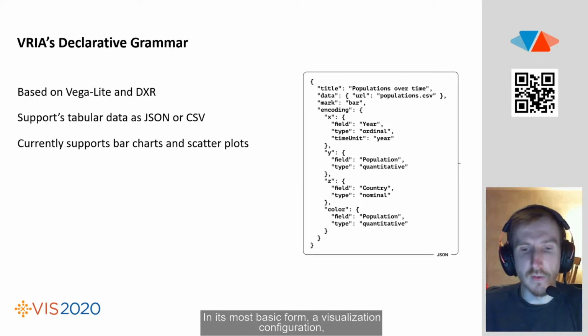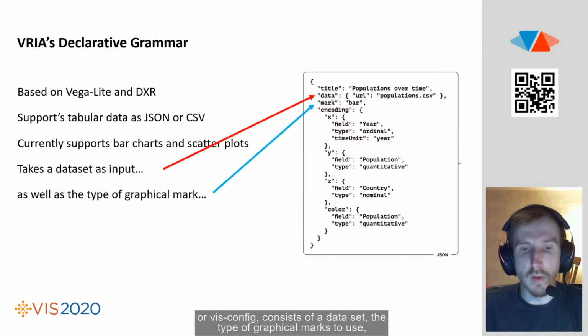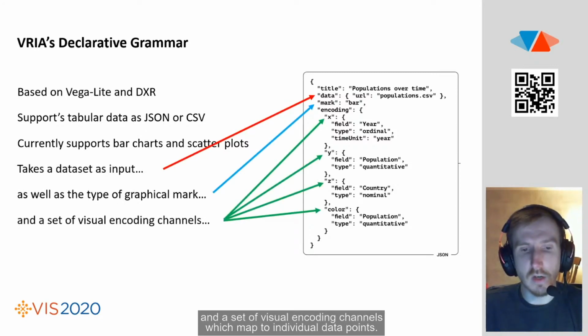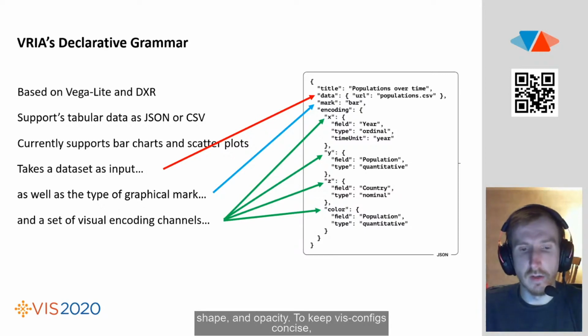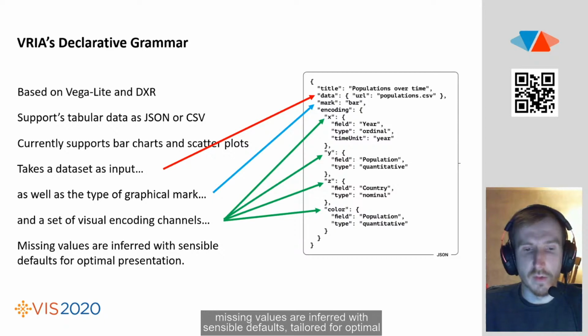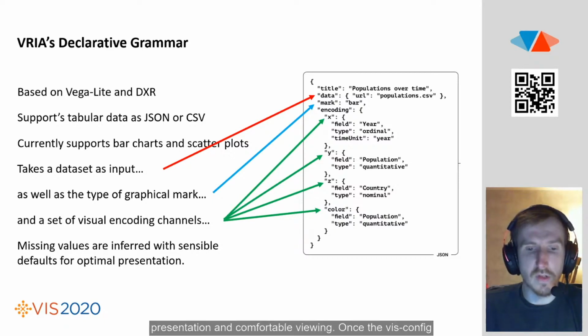In its most basic form, a visualization configuration, or visconfig, consists of a dataset, the type of graphical marks to use, and a set of visual encoding channels which map to individual data points. For instance, we can map data to the X, Y, and Z spatial variables, as well as a mark's dimensions, rotation, color, shape, and opacity. To keep visconfigs concise, missing values are inferred with sensible defaults tailored for optimal presentation and comfortable viewing.